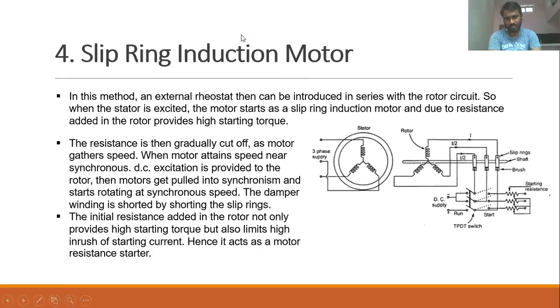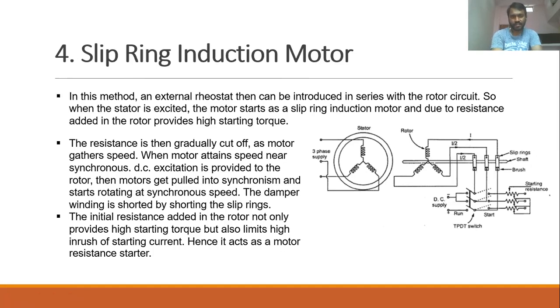Here I'm using this slip-ring induction motor as a prime mover, which can be connected to the synchronous machine. By keeping the maximum value of external resistance, the maximum torque will be generated. The same is applied to the rotor, so the machine is made to rotate near to the synchronous speed. Once the machine is brought near to the synchronous speed, the DC excitation is given to the rotor. Then the motor gets pulled into synchronism and starts rotating at synchronous speed.